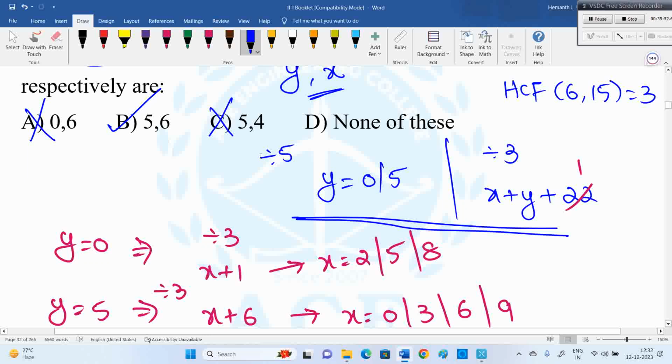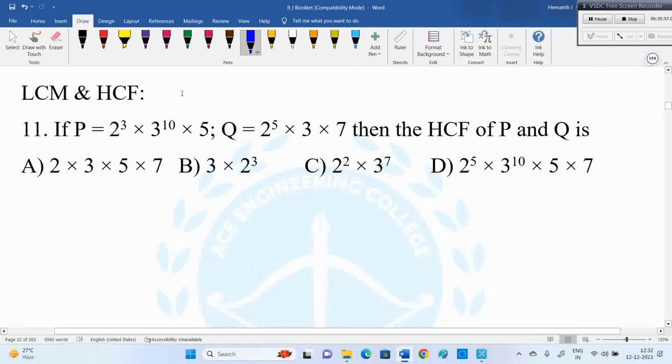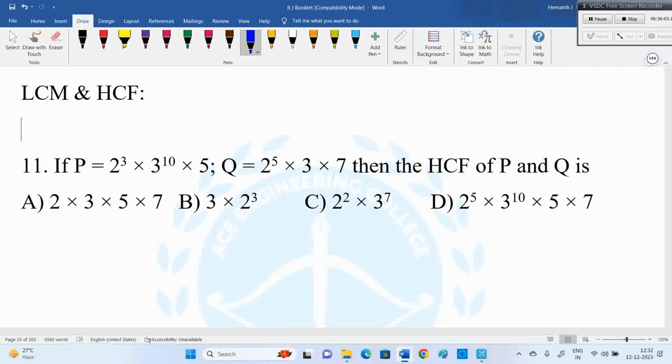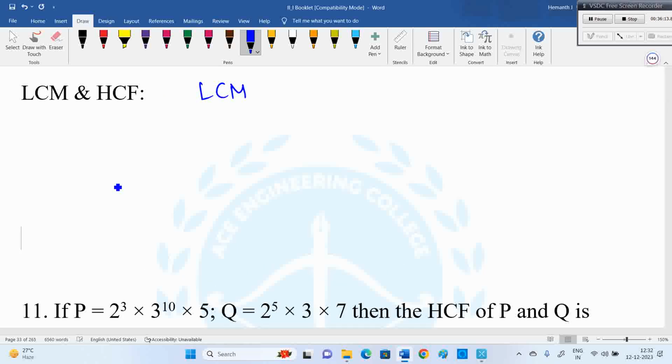Intermediate. There also we have multiple correct answers. Same logic. Fine. Now let's move to LCM and HCF. Before going to the questions, please use that empty space to note down the basic concept of LCM and HCF. We'll see the questions later, but first try to understand what is LCM, what is HCF.